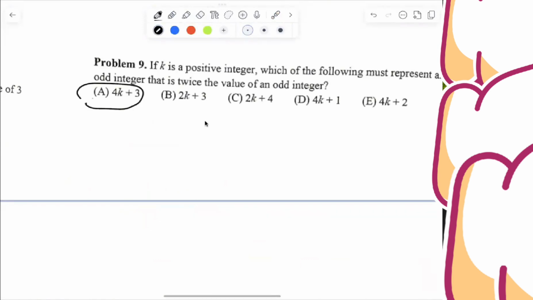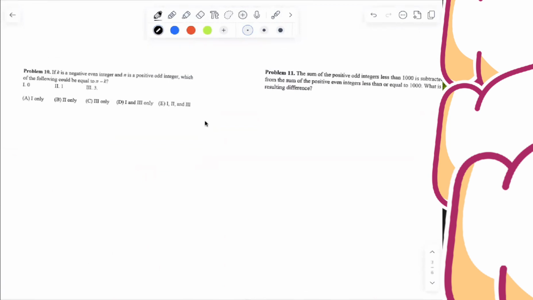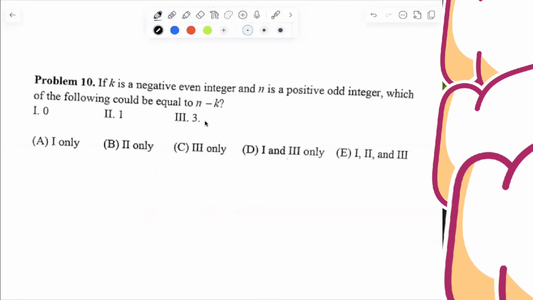Let's move on to example 10. I'll let you guys have a try on this question and tell me your answer in chat.